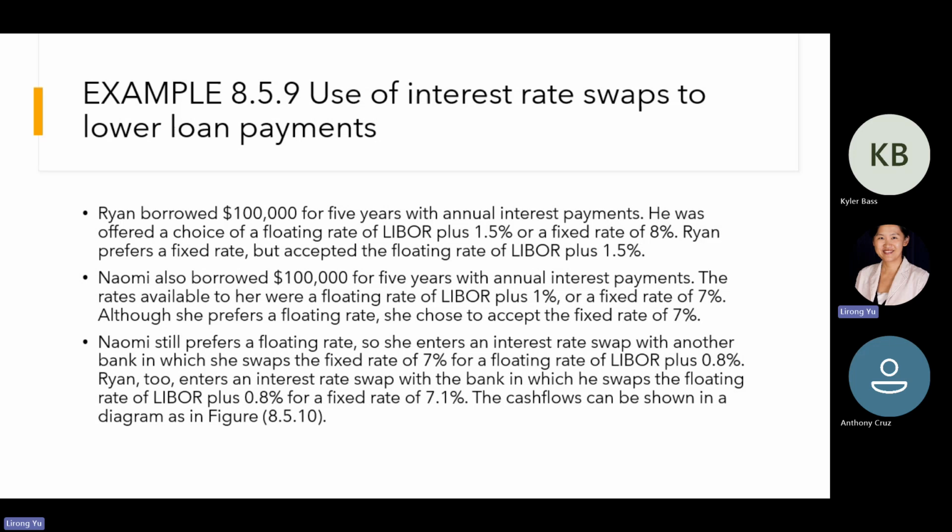Ryan too enters an interest rate swap with the bank in which he swapped the floating rate of LIBOR plus 0.8 for a fixed rate of 7.1%. And that's also better than the 8% originally offered. Right, the reason that he is forced to accept the LIBOR plus 1.5 initially is because the fixed rate was too high. So he would be happier with a fixed rate of 7.1%.